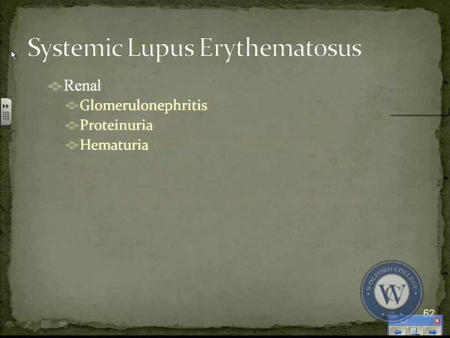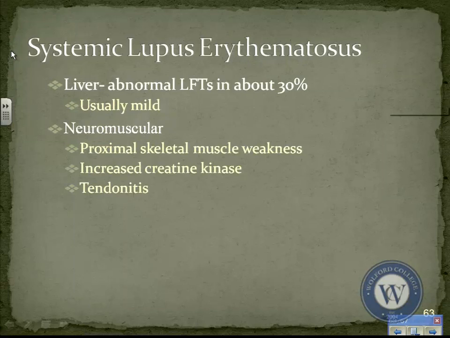Renal may also lead to renal failure, including glomerulonephritis, proteinuria, and hematuria in these individuals. Liver can have abnormal LFTs in about 30%. Neuromuscular-wise, you get proximal muscle weakness and increased creatine kinase, which may make them more likely to develop problems when you give them succinylcholine, so it's kind of controversial.